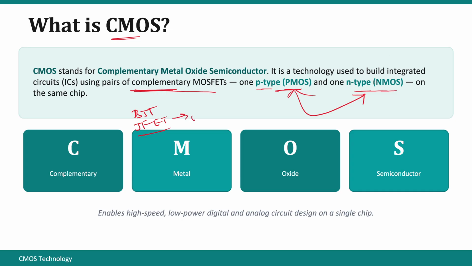Then it moved to the MOSFET. After the MOSFET, by using this MOSFET technology, we get CMOS. Whatever MOSFETs we have, NMOS and PMOS, they are combined to get the CMOS. That will be our trending thing. CMOS technology will bring a lot of changes in our devices. So C means complementary, M means metal, O means oxide, S means semiconductor.